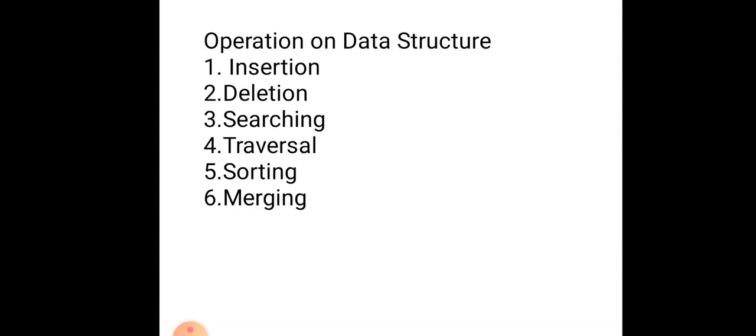Then merging means combining elements of two similar data structures to form a new data structure. So these are the various operations we perform on a data structure.